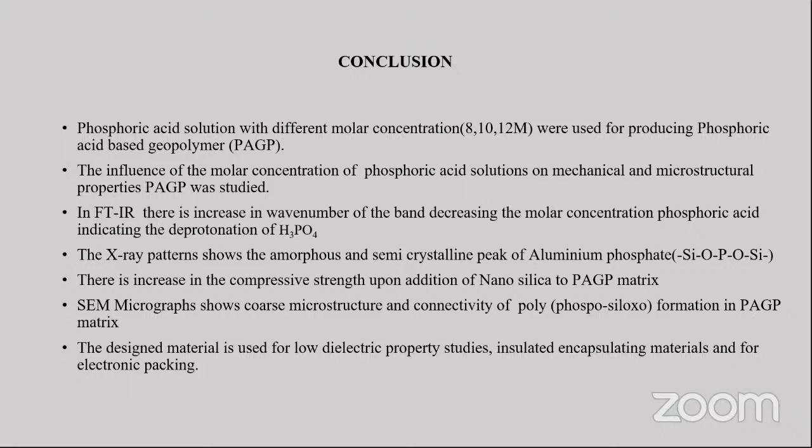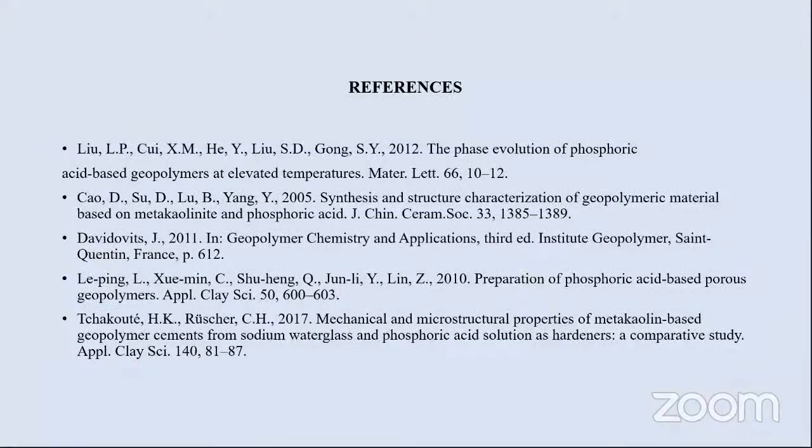There is an increase in the compressive strength upon addition of nanosilica to the phosphoric acid-based geopolymer matrix. Some micrographs show the core structure, and the connectivity of polyphosphosiloxane formation was confirmed. The designed material is used for low dielectric properties, insulated encapsulating materials, and for electronic packaging.